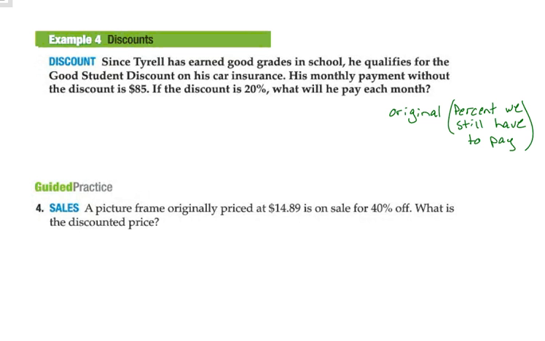So a little bit of quick math in our head, but it does help us to quickly find the answer. So original price was $85. If we have a 20% discount, that means that we still have to pay 80% of the price. So 80% of 85 is $68. I really wish my car insurance worked like that. Okay, quick and simple, nice little formula. Go ahead and try it for guided practice number 4.